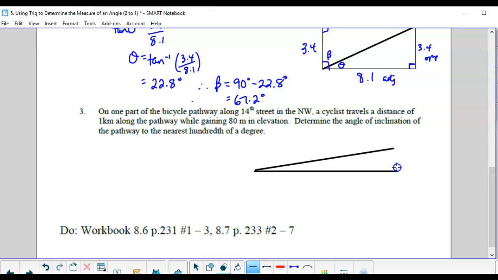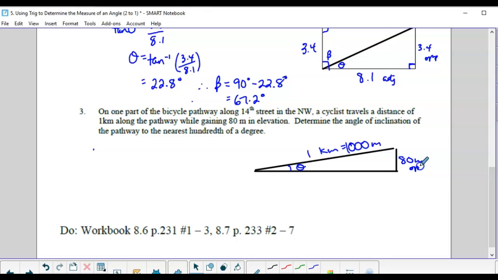So it says here that it goes 1 kilometer and 80 meters of elevation. Okay, so this is 80 meters. This is 1 kilometer. And we need to determine the angle of inclination. Okay, that's that angle in there based on the horizontal. So notice here, you just have to be careful. These aren't in the same units. So 1 kilometer, I'm going to convert it to meters, is 1,000 meters.